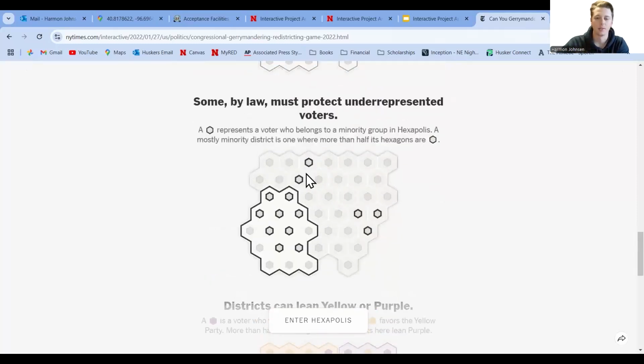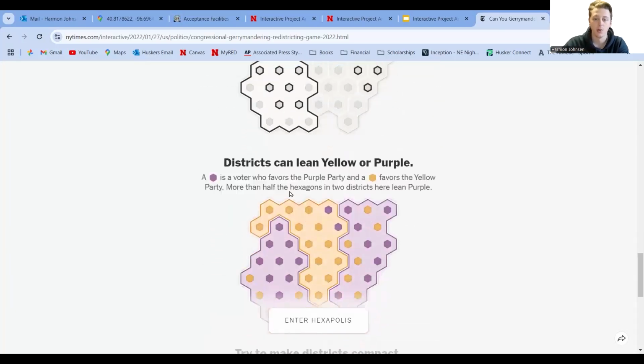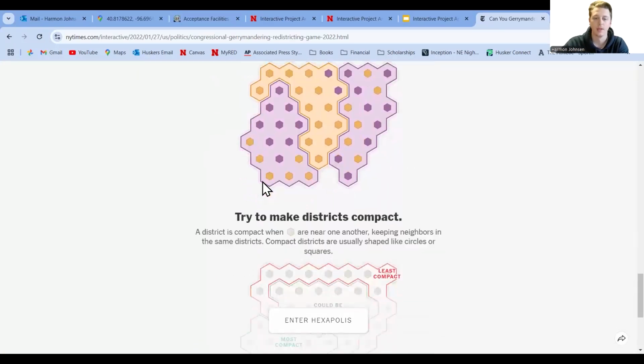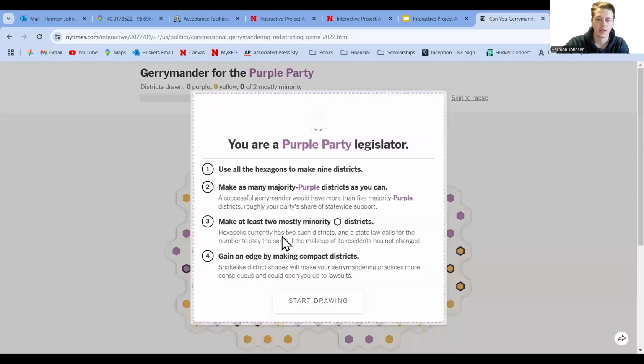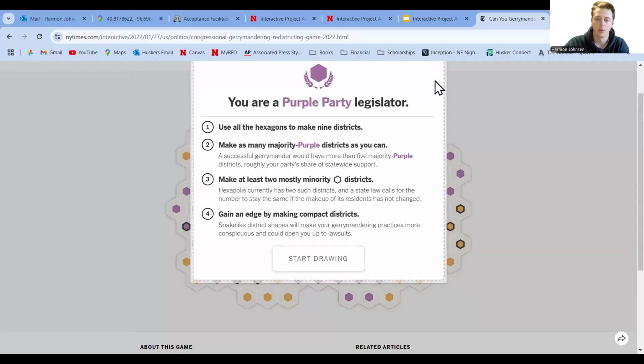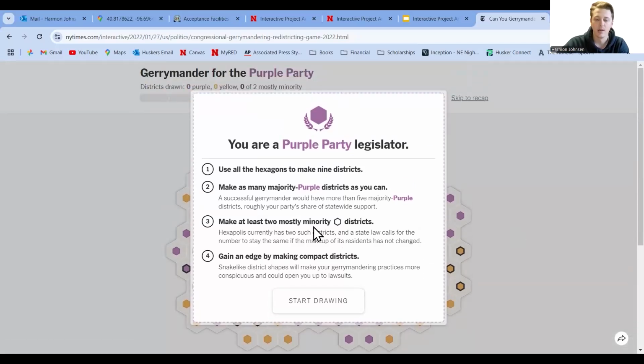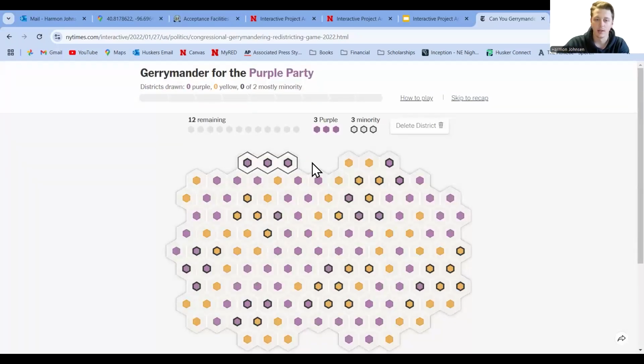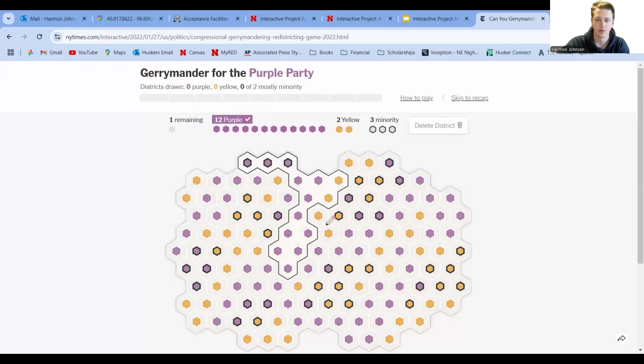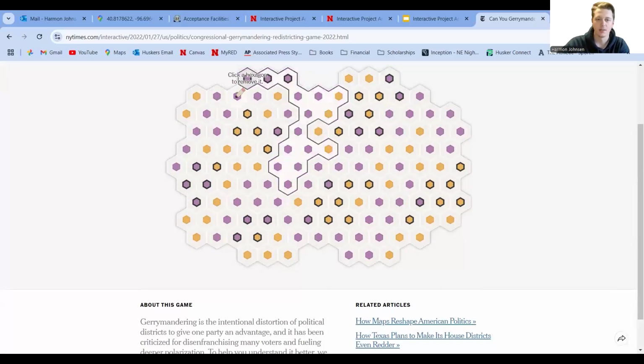And then these are the minorities I was talking about. You have to include so many that include more than half as minority districts because that is how the law is structured in America. So we will enter the city and it'll give you either purple or yellow. So the goal here is to make as many of these favor my party. So if I click and drag like this, there, now I have a majority party and there's 15. That's a district.